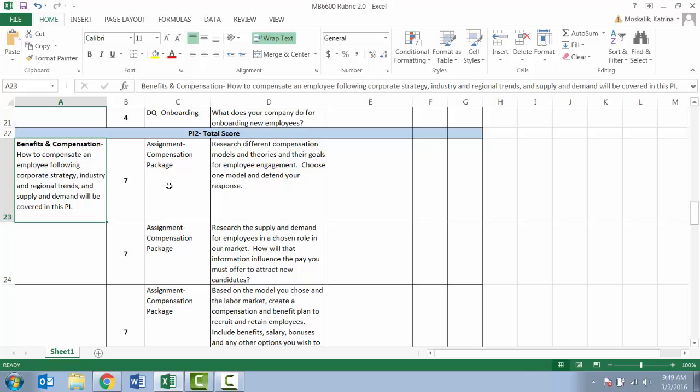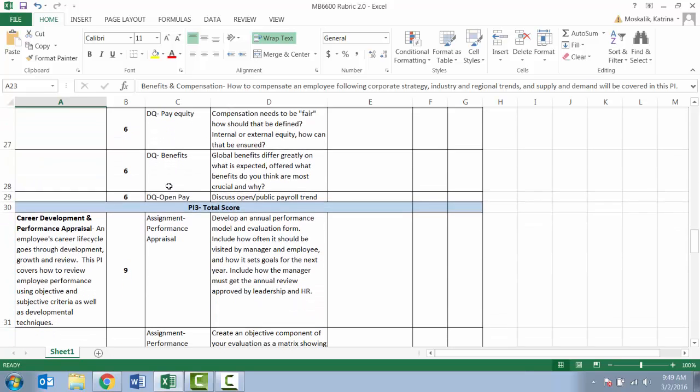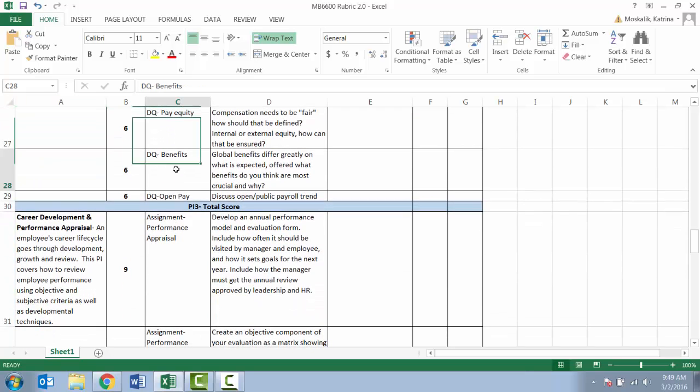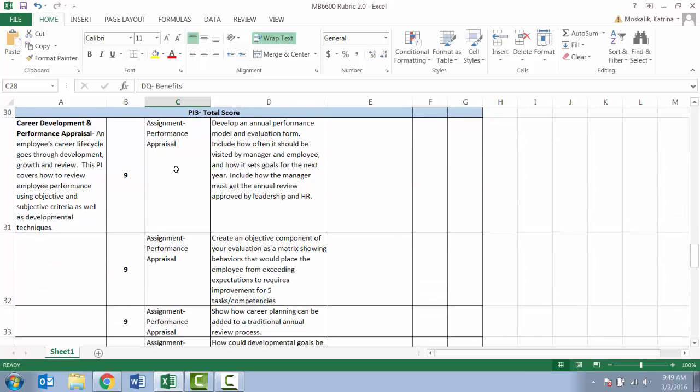What kind of talent are they trying to attract? What budget do they have? Are they in a high competing market or a low competing market? So we're going to go through those again through assignments and discussions. We're also going to discuss a couple of trends in compensation in that third performance indicator.